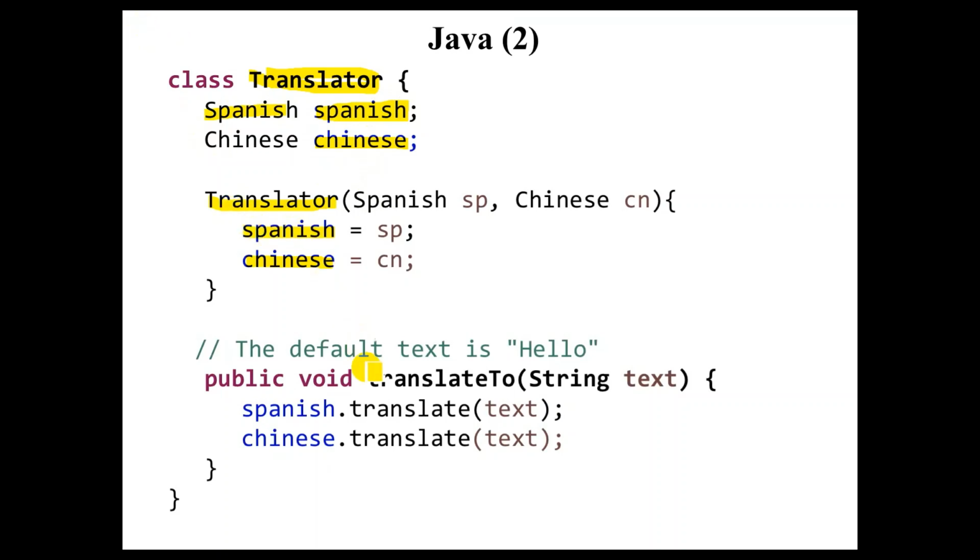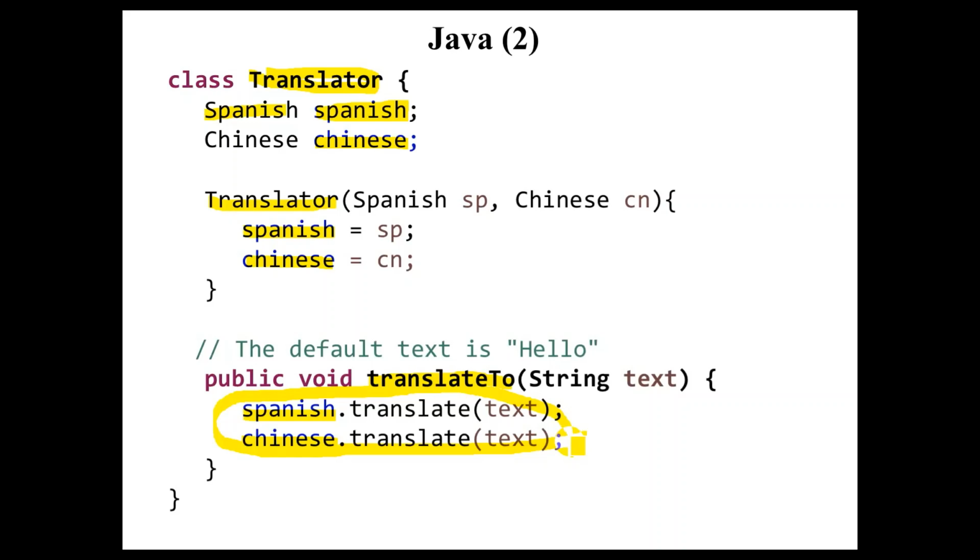Now you can look at the bottom. The translate-to method is calling the translate method of the Spanish class and the translate method of the Chinese class accordingly, one after another. This way we implement the main class or the central class, and it calls the specific translation API from the specific class.